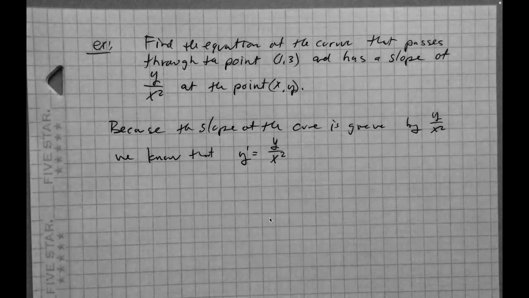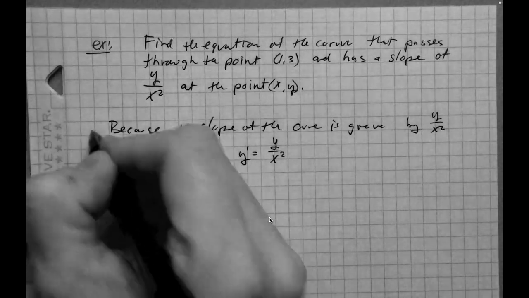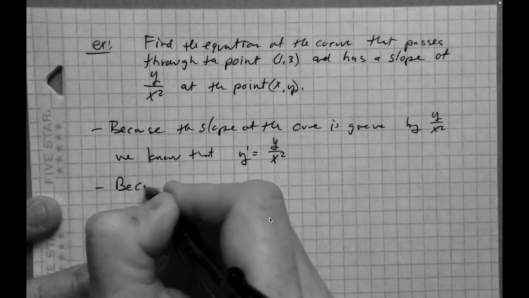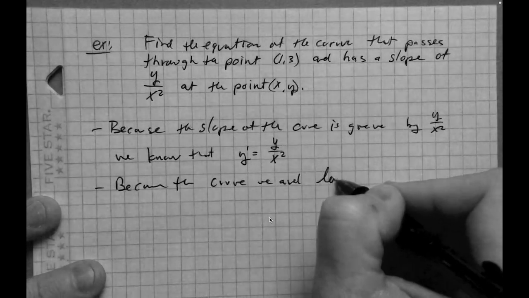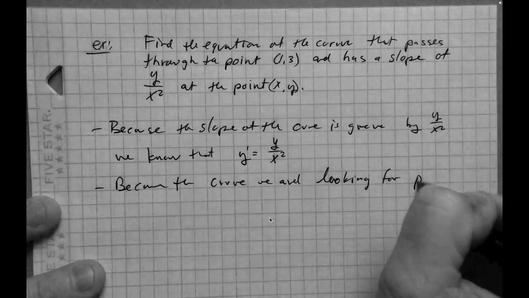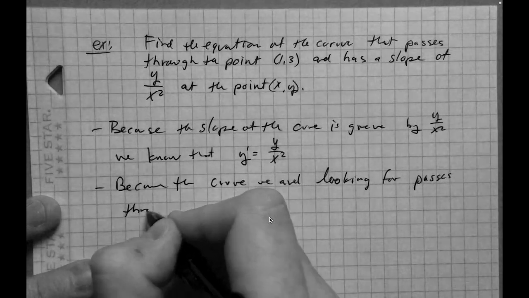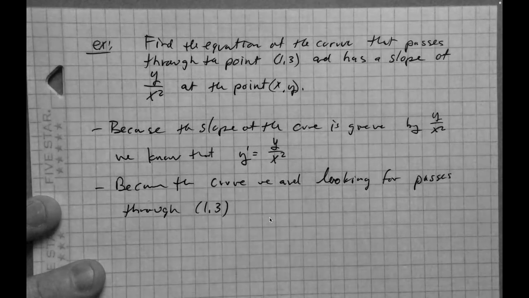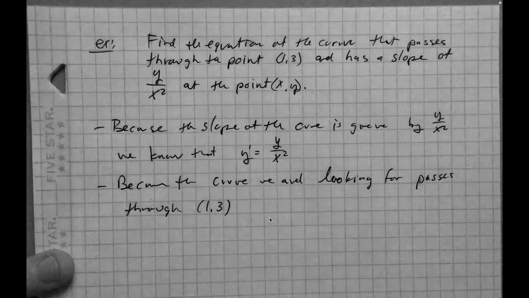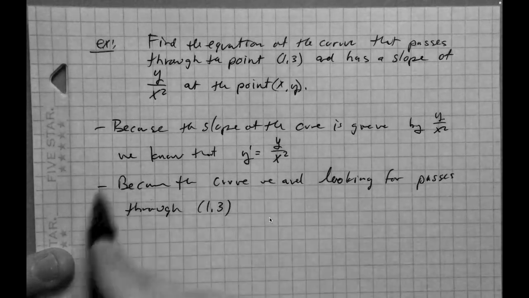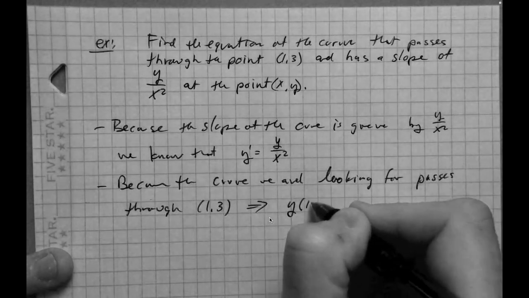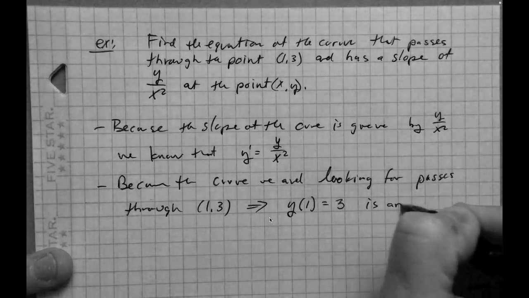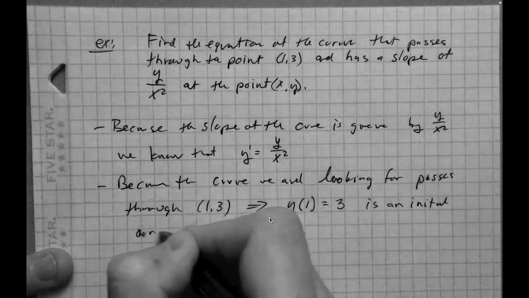And we're also told that the curve that we're looking for passes through the point (1, 3), okay? So because the curve we are looking for passes through (1, 3), that's an initial condition, isn't it? We know that y of 1 is equal to 3 is an initial condition.